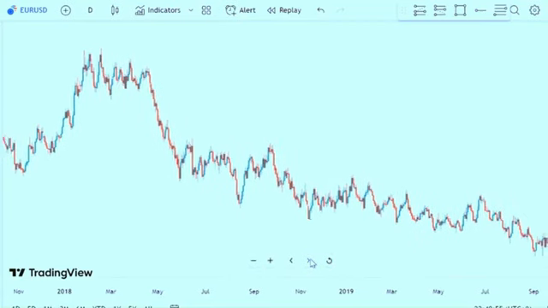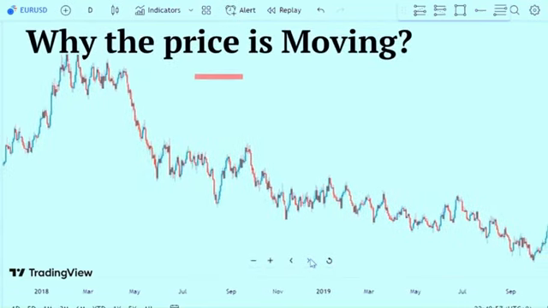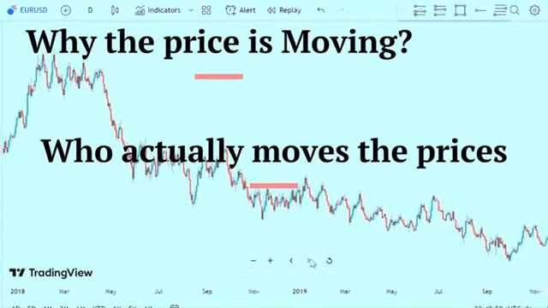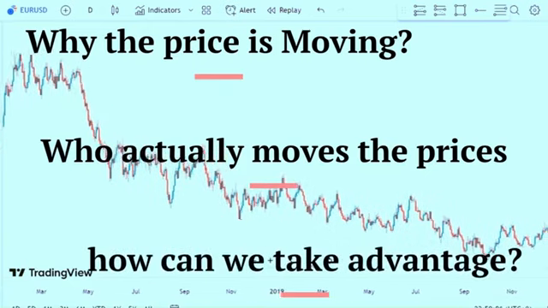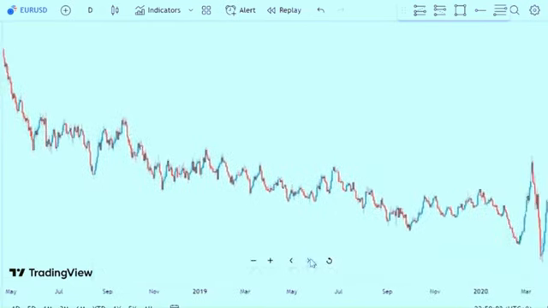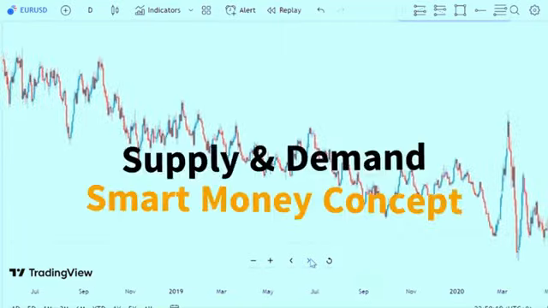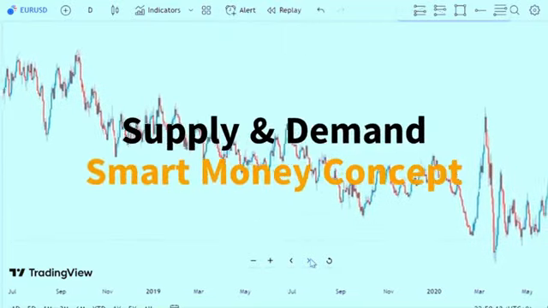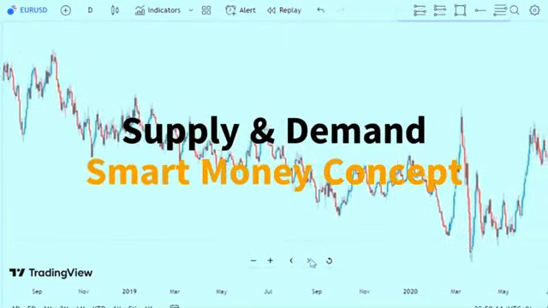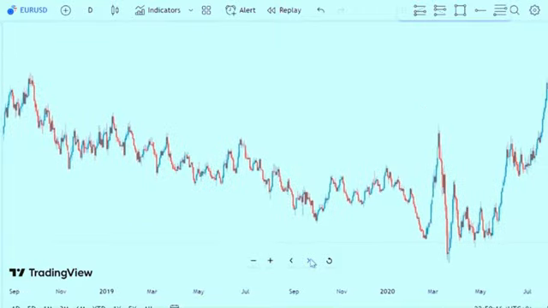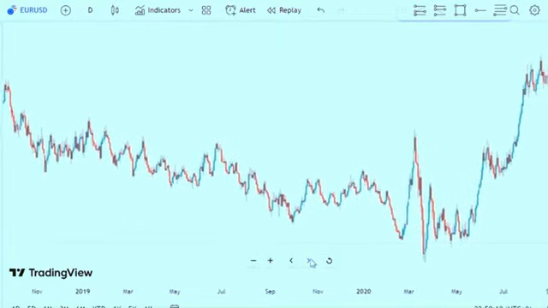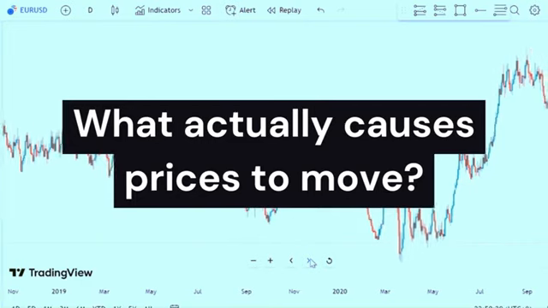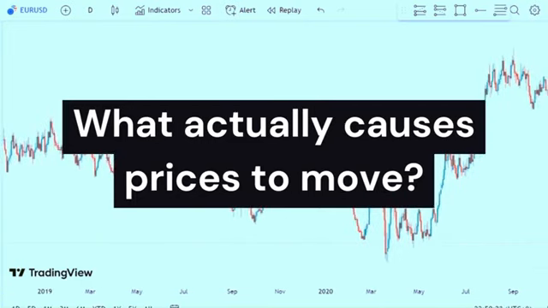Have you ever wondered why prices move? Who actually moves the prices, and how can we take advantage of price movements? In this session, we will discuss the concept of supply and demand, or as it's known, the smart money concept. Without further ado, let's get straight to our first question: what actually causes prices to move?